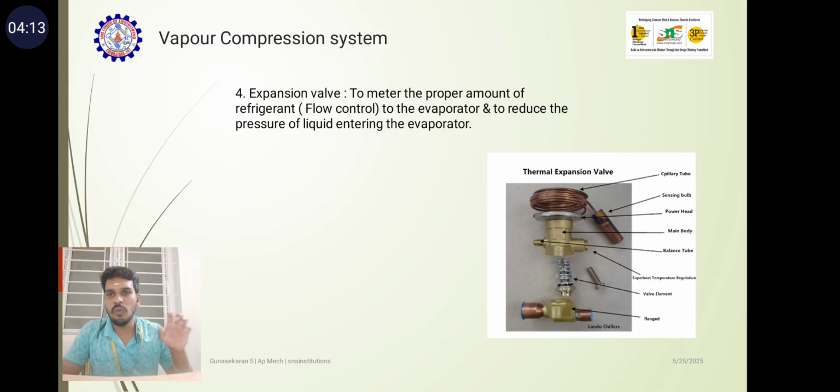This is the expansion valve. See that diagram. An expansion valve is a critical component in a vapor compression refrigeration system. It controls the flow of refrigerant into the evaporator. It is located between the reservoir tank and the evaporator. The primary function of the expansion valve is to reduce the pressure and temperature of the high pressure liquid refrigerant before it enters the evaporator.